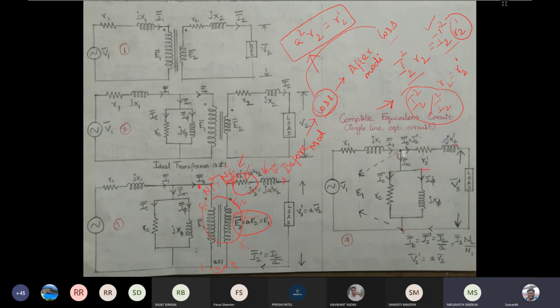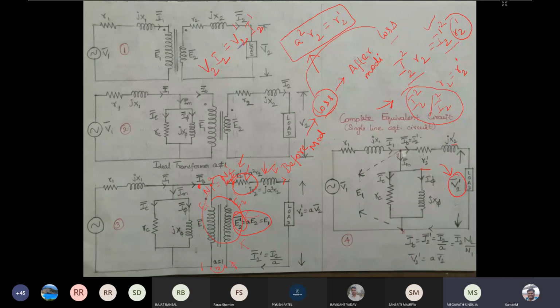And when it comes to the load, the load power before and after should be the same. Okay, the load power before and after the modification should be the same. So accordingly, we are going to keep this V2 dash appropriately. Okay, so at the load end, we are going to maintain the power constant. So V2 into I2 is the actual power before the modification. That is before we got E2 dash here, we got V2 into I2. After the modification, we got the power as V2 dash into I2 dash.